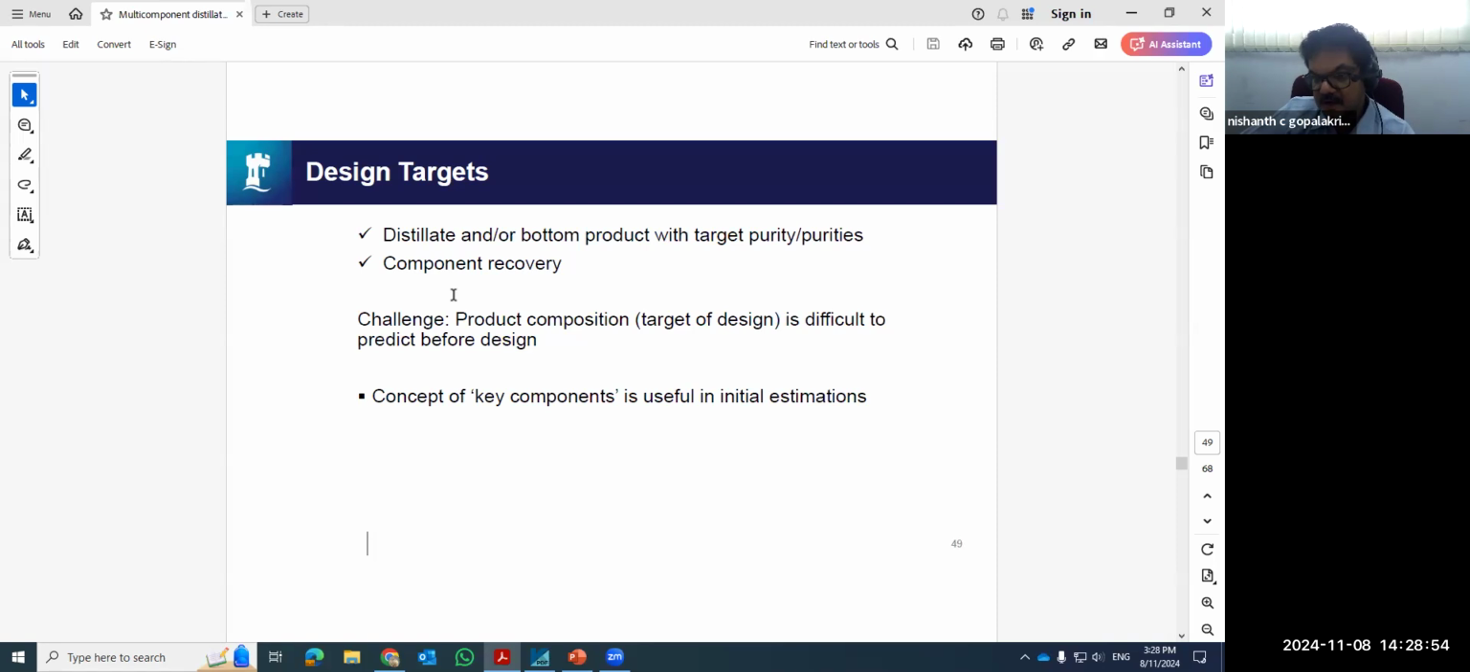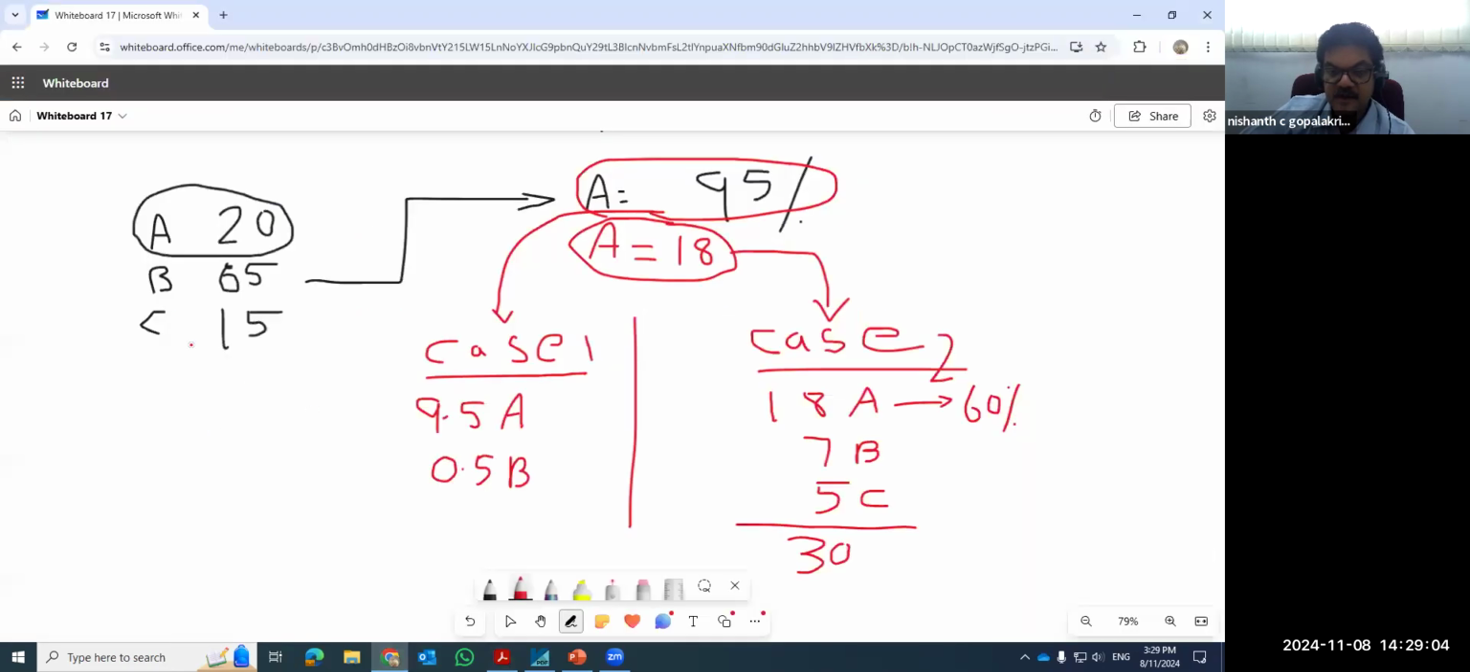Now, when you are designing a binary distillation column, the composition targets are fairly easy to set. It's easy to set because you only have, for example, instead of 3, only 2 products, A and B. Let's say the original feed is 60 moles of A and 40 moles of B.